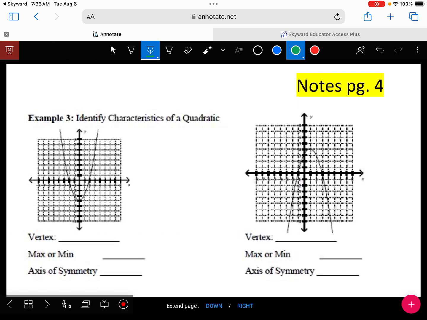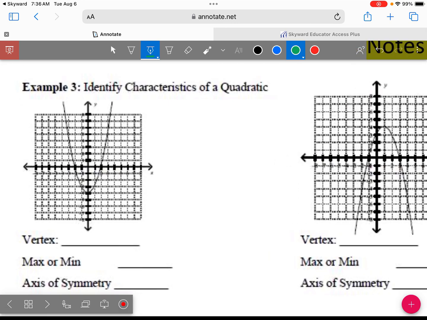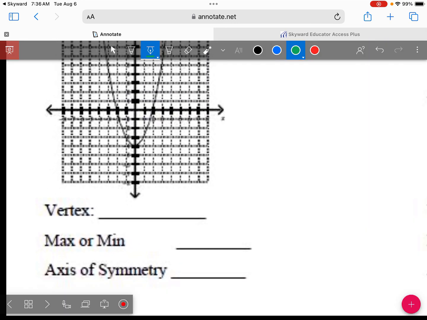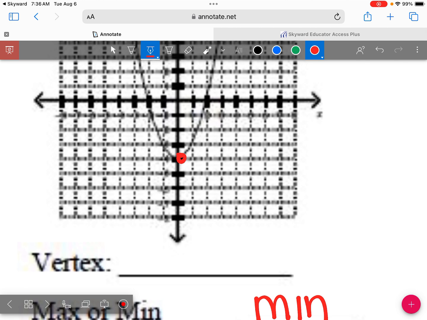All right, let's go to page 4. And this one should go a lot faster because it is already graphed for us. So remember, the vertex is the highest or lowest point. This one is a smile. Because this is a smile, is this point the lowest point or the highest point on the graph? It's the lowest. So this is a minimum. Let's put a point right here, and then name that point as an ordered pair.